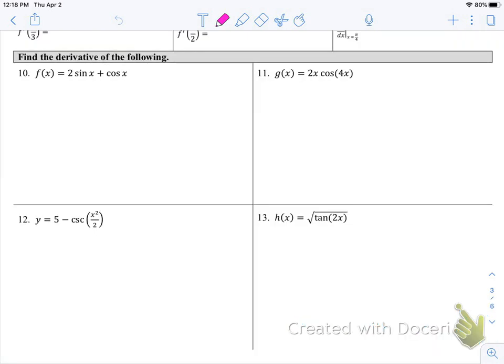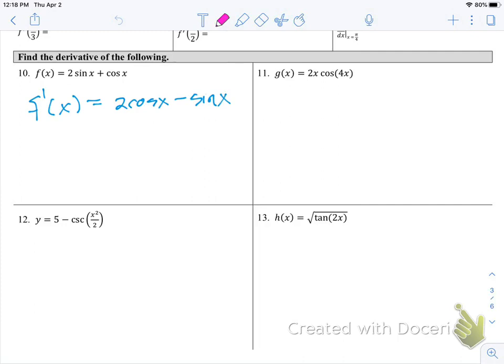We'll jump to 10. If I see sine and cosine there, let's do simple ones once in a while, because they happen a lot. The derivative of 2 sine x plus cosine x. The derivative of sine is cosine, so it's 2 cosine. The derivative of cosine is negative sine of x. Done. Isn't that awesome? Just clean and easy.